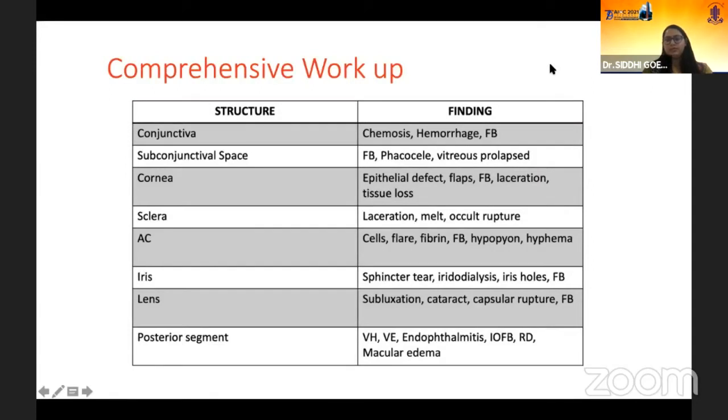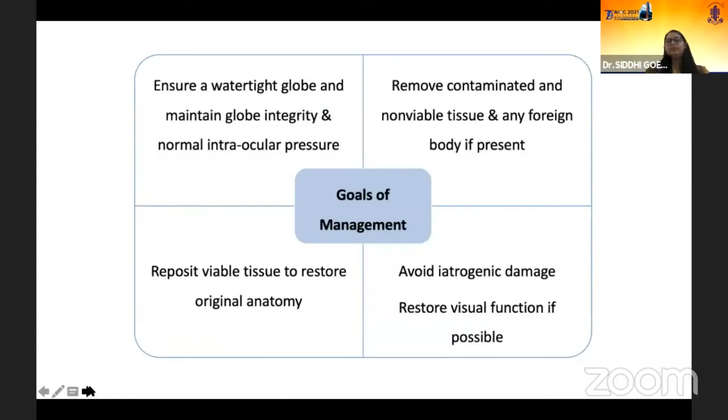So we must look at all the structures of the eye. We assess the conjunctiva for any chemosis, hemorrhage, the subconjunctival space. Similarly, the cornea, the sclera, anterior chamber, iris, the lens, and the posterior segment should be thoroughly evaluated. So what are the goals of management of open globe injury? We must ensure a watertight globe and maintain the globe integrity and normal intraocular pressure, to remove any contaminated and non-viable tissue and any foreign body if present, to reposit the viable tissue and restore the original anatomy, to avoid any iatrogenic damage, and to restore the visual function if possible.